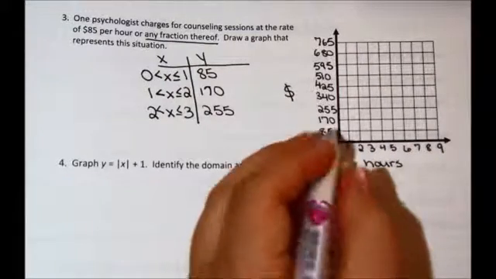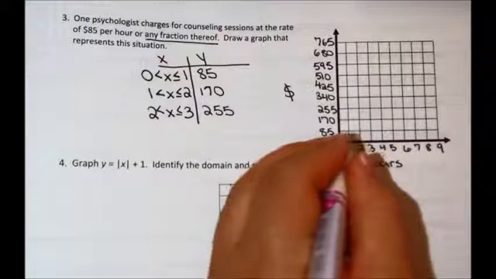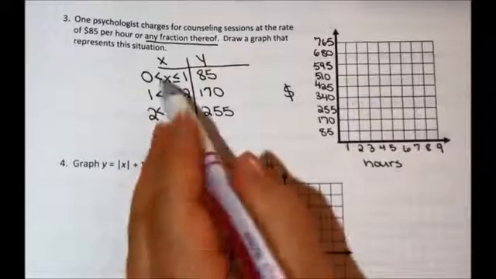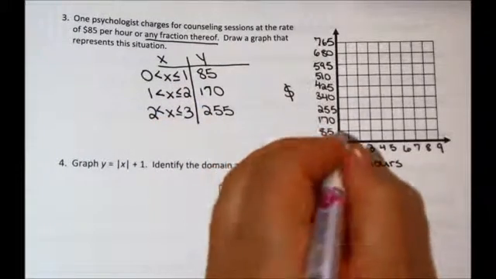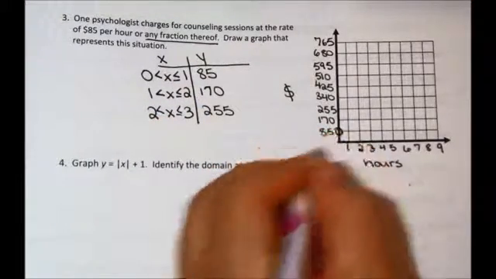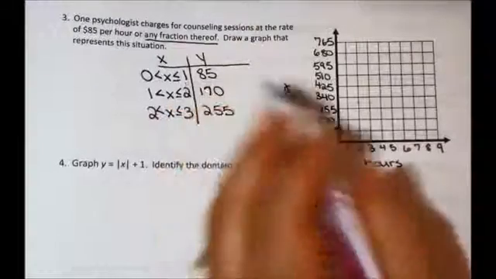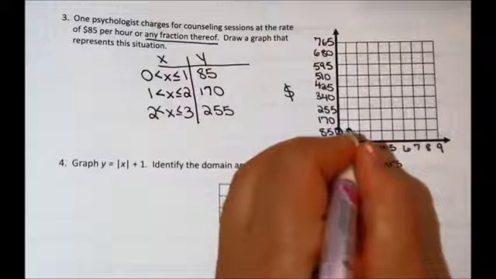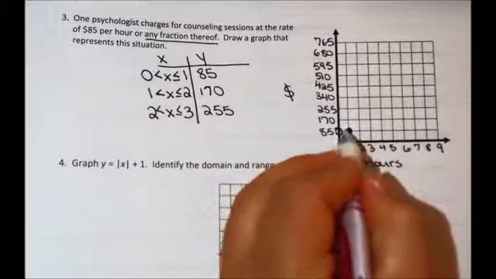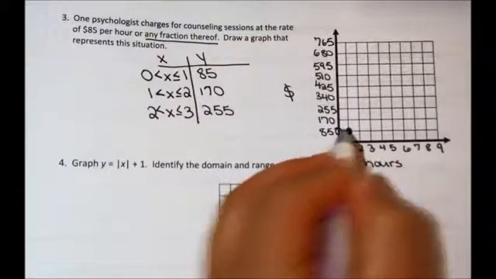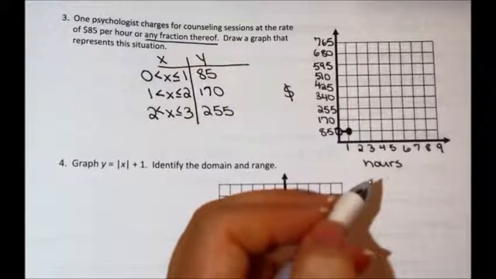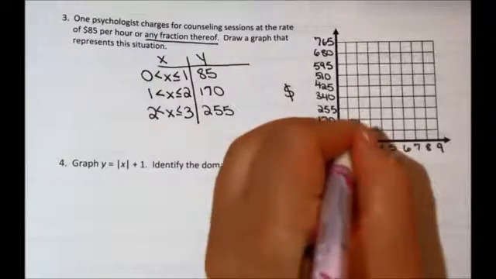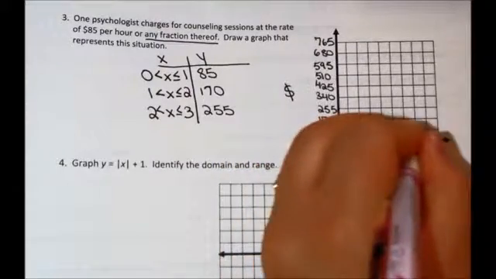So from 0 to 1, I pay $85. Since X is just greater than 0, it's an open dot. At 1, it is an equal to sign, so it's a closed dot. And it's an and problem, so I shade in between. The next one has an open dot at 1, but I'm charged $170.